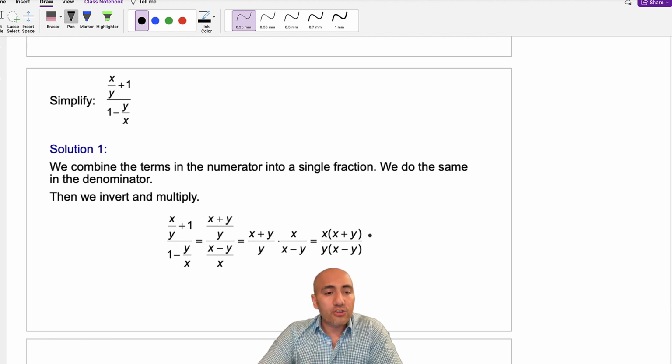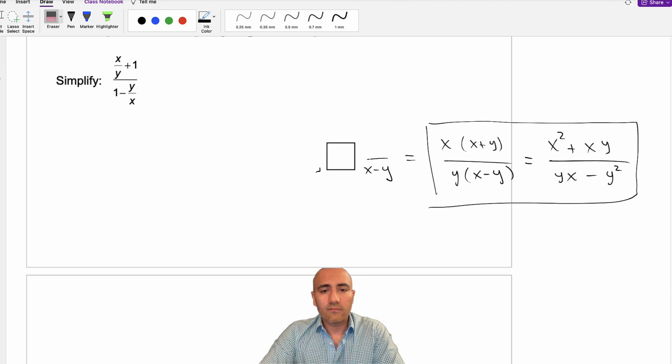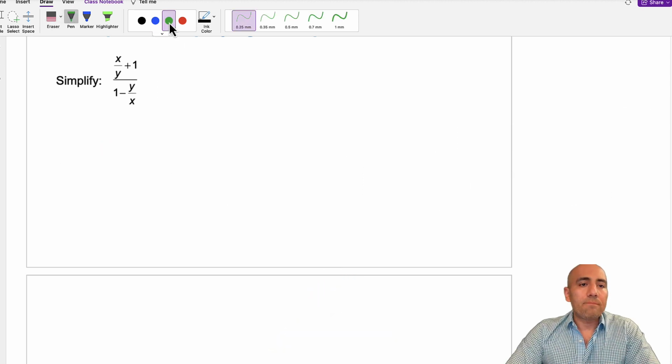Okay, option number 2. So now let's come back up here and let's try something else. I'm going to go ahead and erase all of this. Okay, option number 2. The game plan in this method is going to be to multiply the giant fraction, right? So this ginormous fraction here, we're going to multiply by a new version of 1.